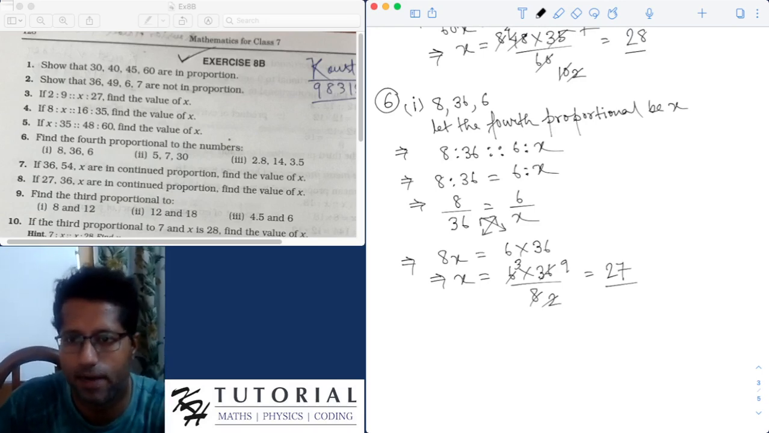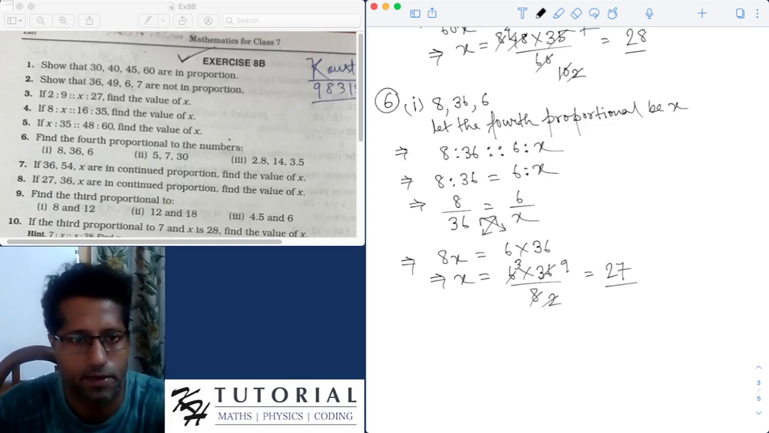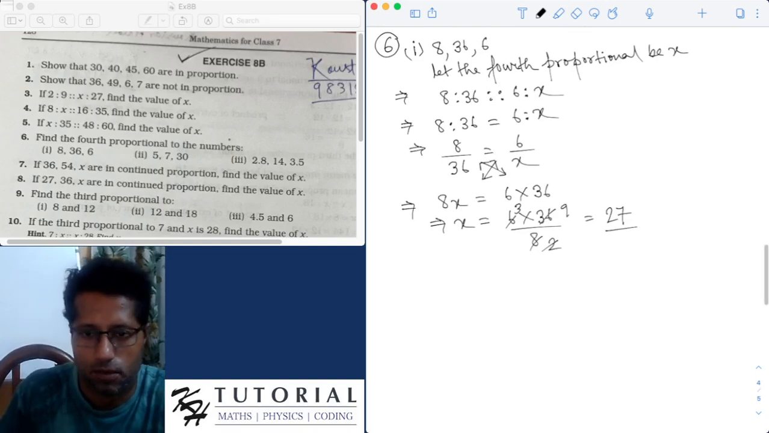So we get that x is 7, so the fourth proportional is 27. Okay, there are three parts.